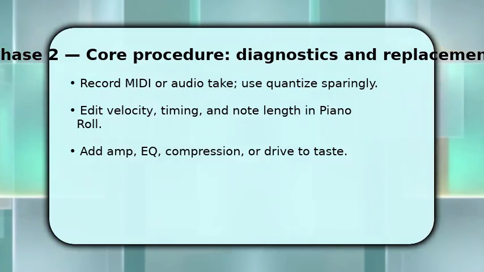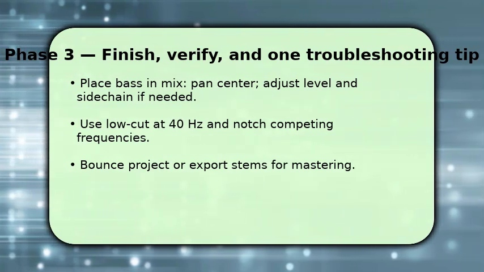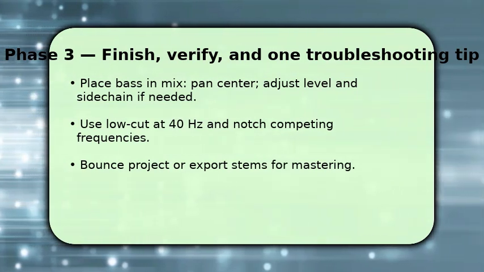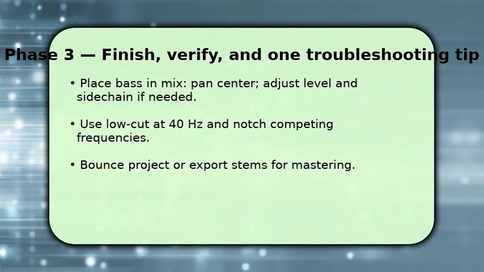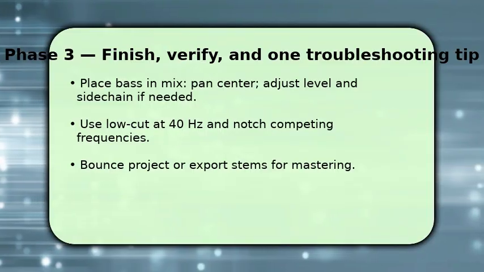You finalize by balancing level and frequency with the mix. Keep the bass largely centered and carve space with high pass at about 40 Hz and gentle cuts near competing mid-range. Once done, consider sidechain compression to the kick so both breathe together.